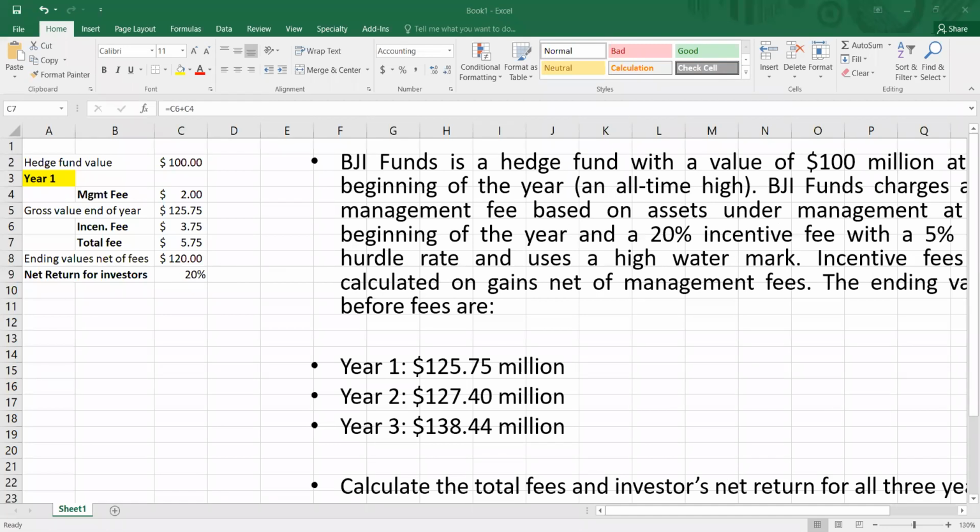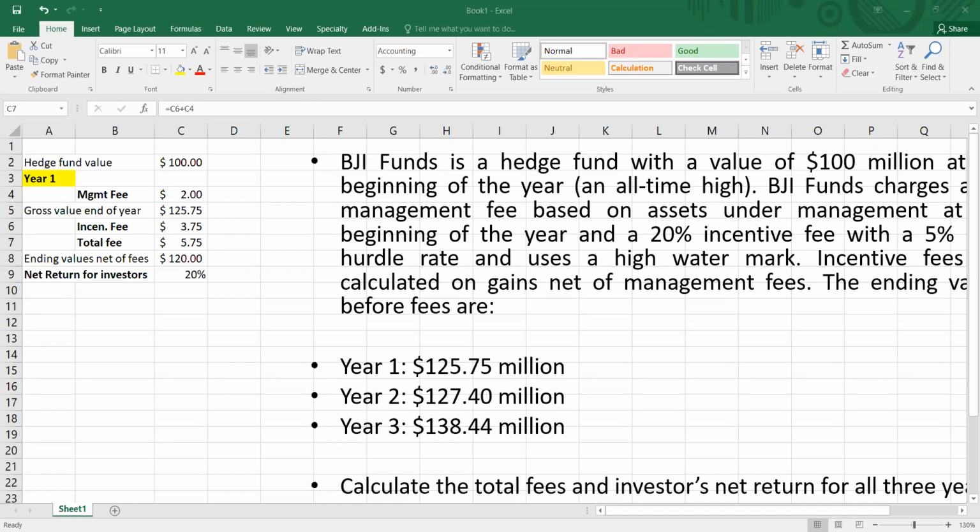Hurdle rate is the minimum amount of the profit or any income that the hedge fund must earn before it can be charged for an incentive fee. Before I get my incentive fee as a hedge fund manager, I should earn a minimum 5% hurdle rate. Then I should get the incentive fee. We will have these examples. You will see what it means. So this is a requirement for me. I don't have a right to get any incentive fee if the return is less than 5%.